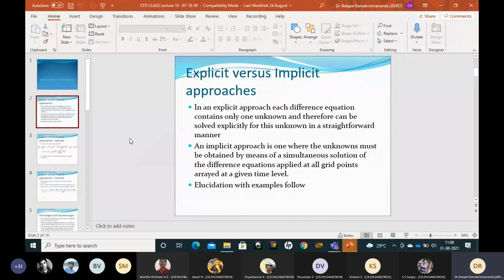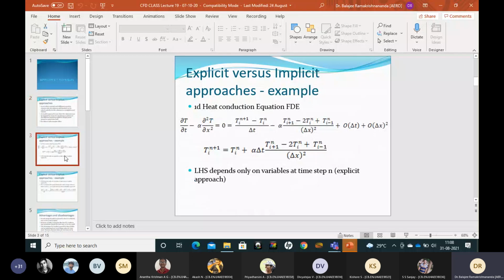So we saw what explicit and implicit approaches were, with an example of the 1D heat conduction equation. In an explicit approach, the left hand side, the unknown at the n plus 1th time step, depends on the known values at the nth time step. If we start at t equal to 0, using that we can get t equal to 1. Then using the known values at t equal to 1, we can get t equal to 2, and so on and so forth.